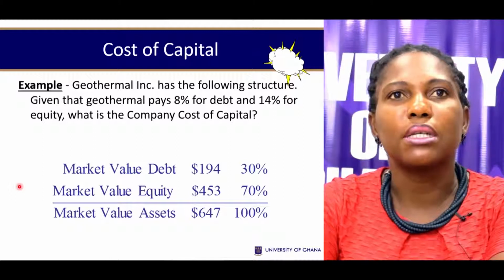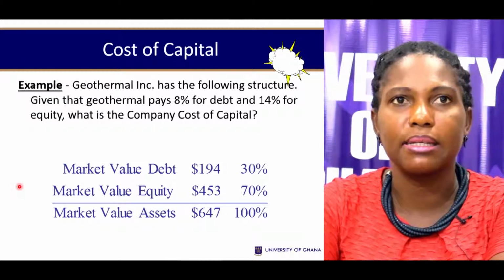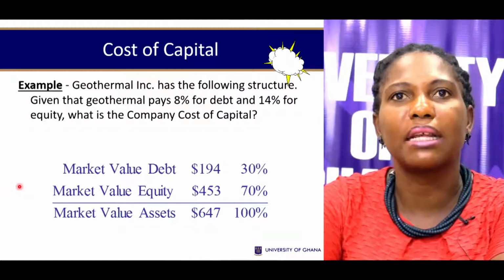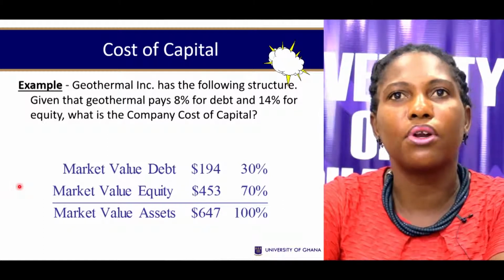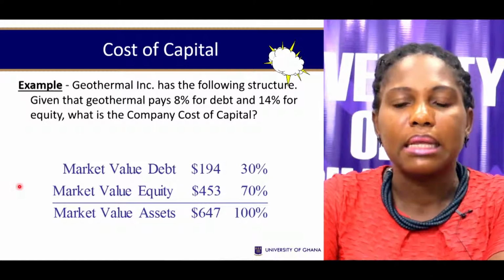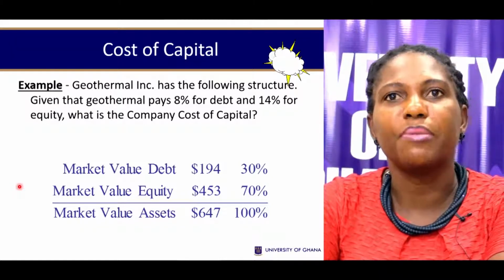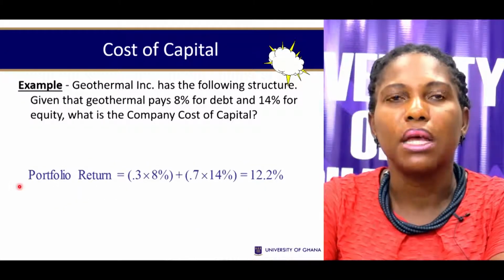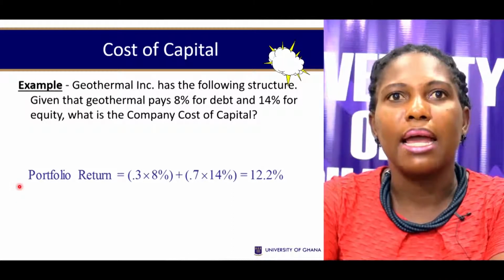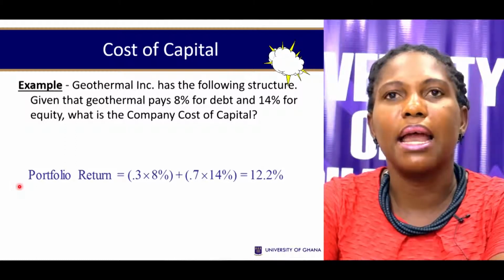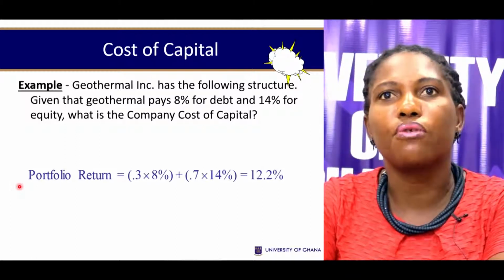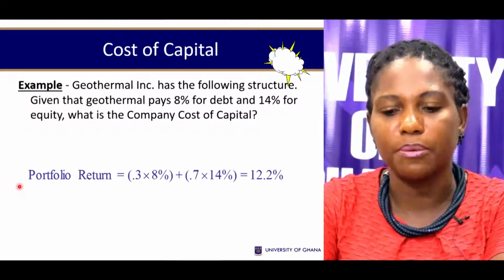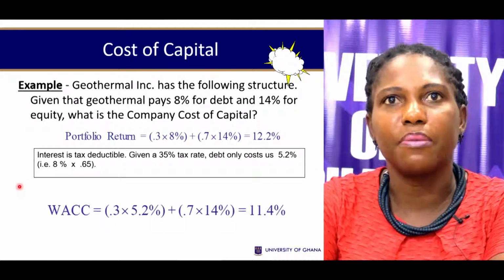What it means is that we need to understand what the market value of its debt is, because it is funded by debt and equity. So we need to know the value of the debt and equity. Then using the portfolio or the weighting framework, we know that 30% of its funding is from debt and 70% is from equity. So once we incorporate those two, we do 30% earning 8% and 70% earning 14%, which means the basic portfolio return or the cost of capital should be somewhere around 12.2%. However, we need to take note of something.